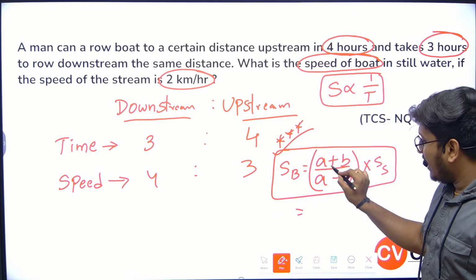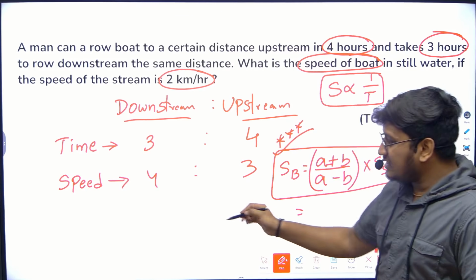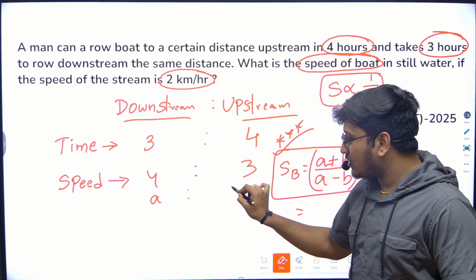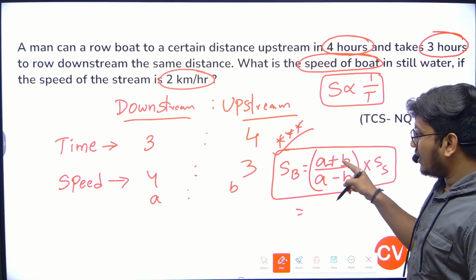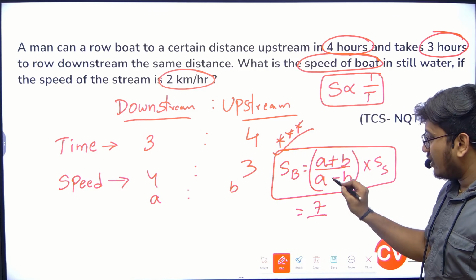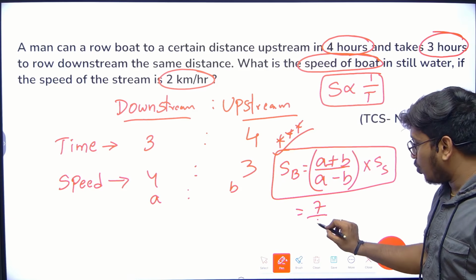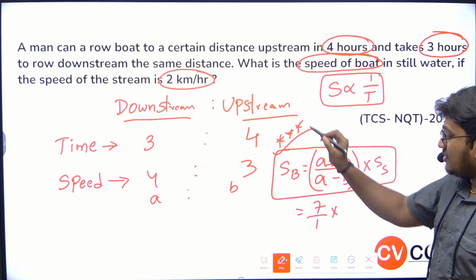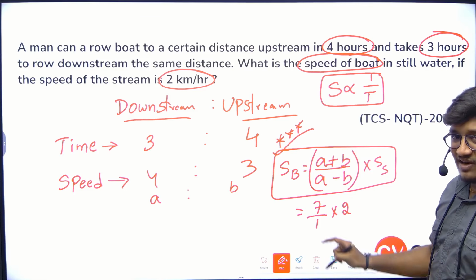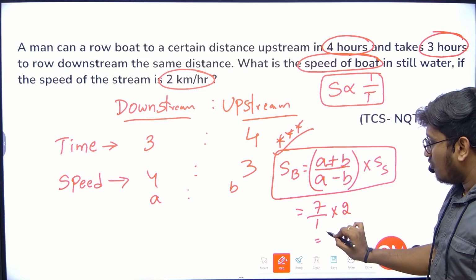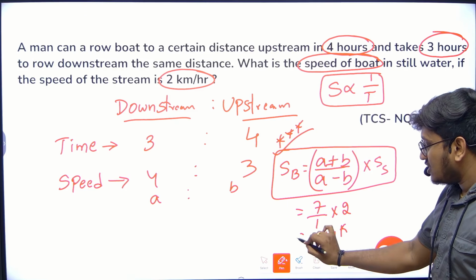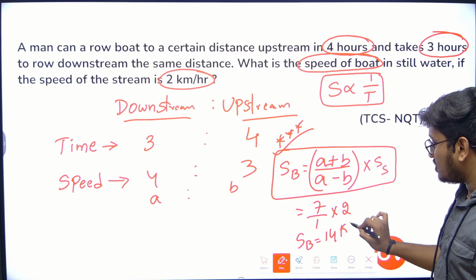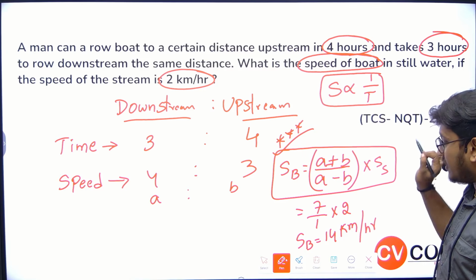When you know the ratio, it is very simple to solve this question. Here a and b are in the format of a is to b ratio. So a plus b indicates 7, divided by 4 minus 3, which is 1, into the speed of the stream, already given as 2. So 7 by 1 into 2 gives you 14. So the correct answer is that the speed of the boat is 14 kilometers per hour.